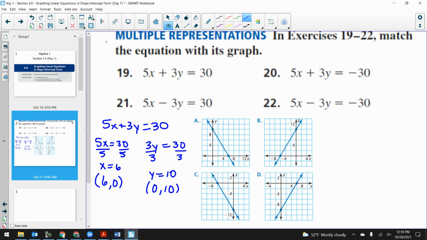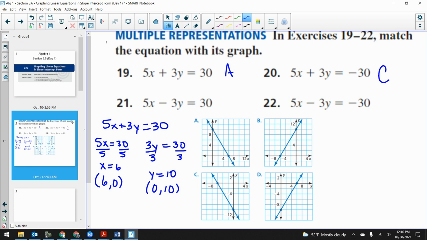Now, I will tell you that every one of these intercepts are either positive or negative, 6 or 10. So, 19 is positives and positives, which is graph A. 20, they're both going to be negative because whether I divide by positive 5 or positive 3, those are both going to give me negative outcomes. So negative, negative, okay, that's graph C.